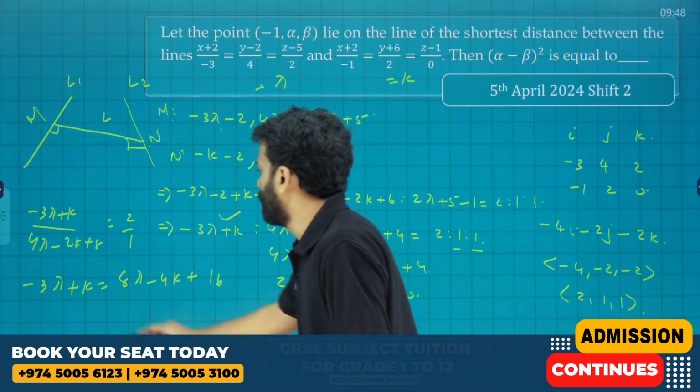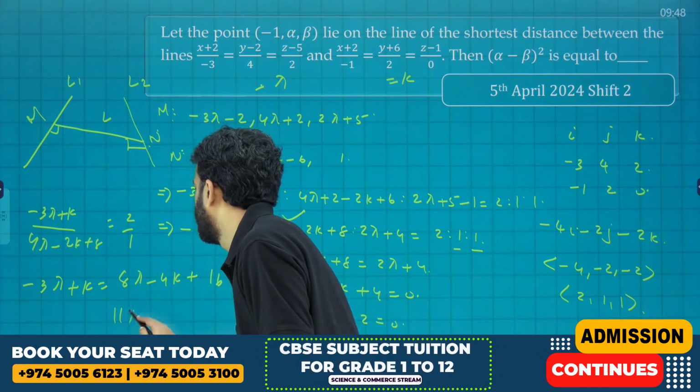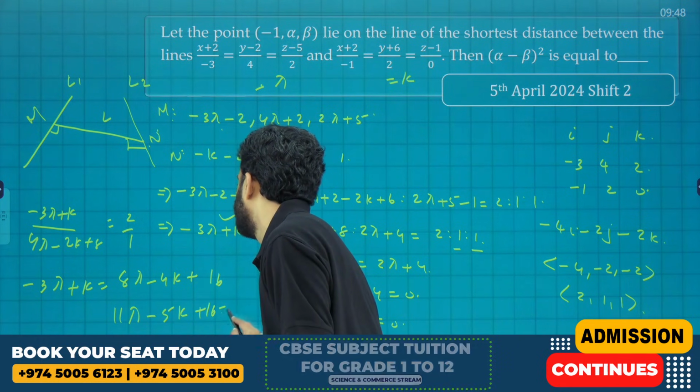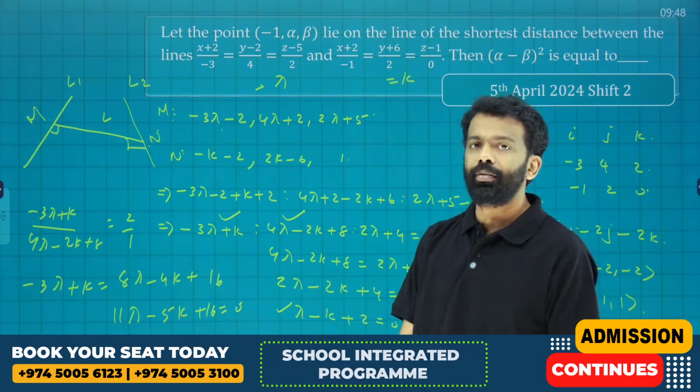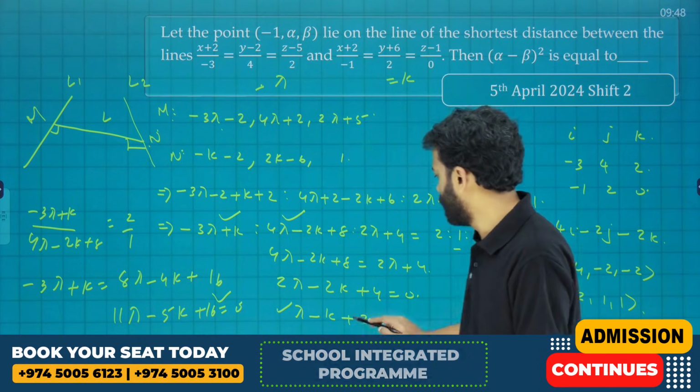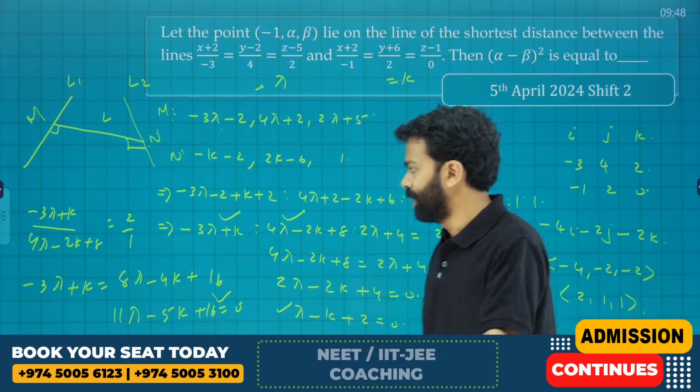Just formulate it. Minus 3 lambda, when it comes across, it becomes 11 lambda. This becomes minus 5k plus 16 is equal to 0. That is 11 lambda minus 5k plus 16 is equal to 0. Now we got two equations. We can easily solve it, in the next slide.